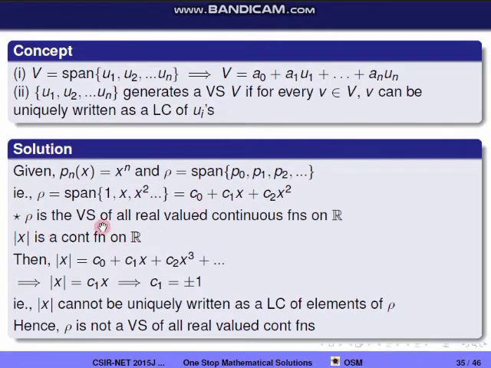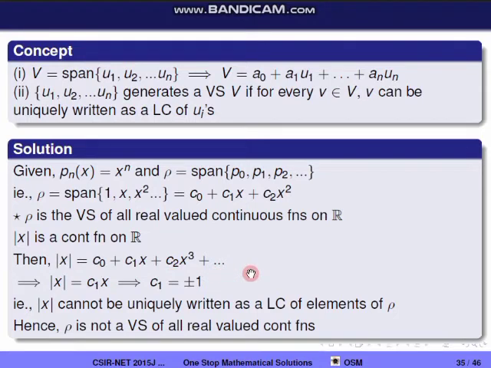Rho is the vector space of all real valued continuous functions on R. That is what they are asking. So they are asking whether rho generates the vector space of all real valued continuous functions. That is, if we take a continuous function, whether we can write it as a linear combination of 1, x, x square, etc. So now I am taking mod x, which is a continuous function on R. Suppose rho generates mod x, then mod x is equal to C0 plus C1 x plus C2 x square plus etc.